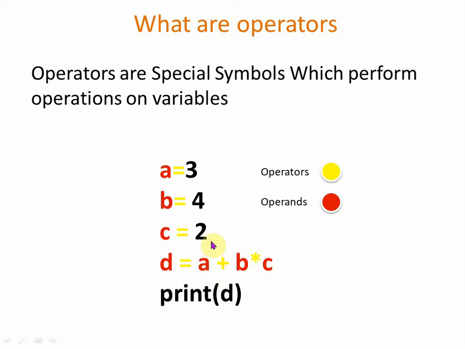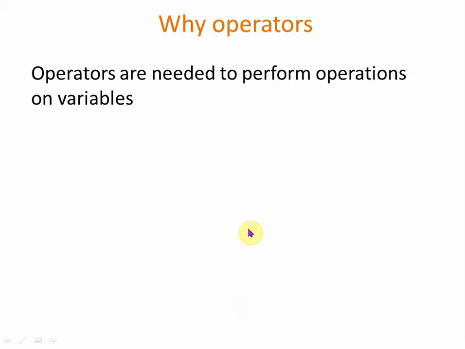So if I just want to add a plus b and multiply by c, we need operators so that they can perform operations on these variables. Finally I can get the final addition and multiplied results. So this is all about what operators are and what they do. Operators are needed to perform operations on variables.